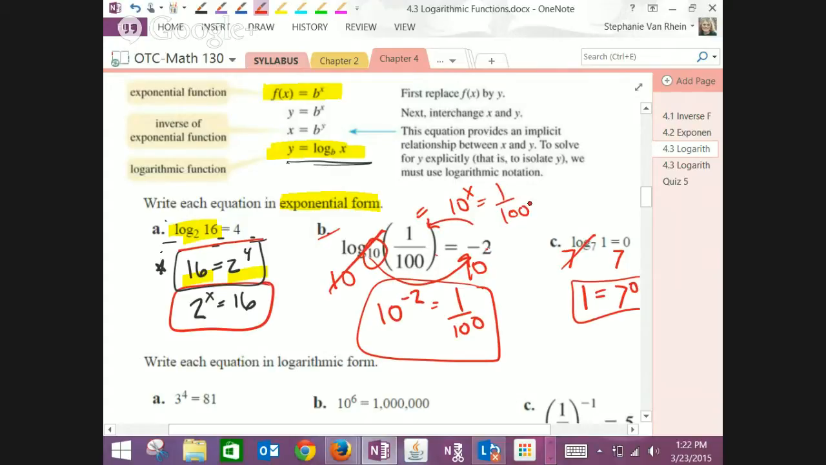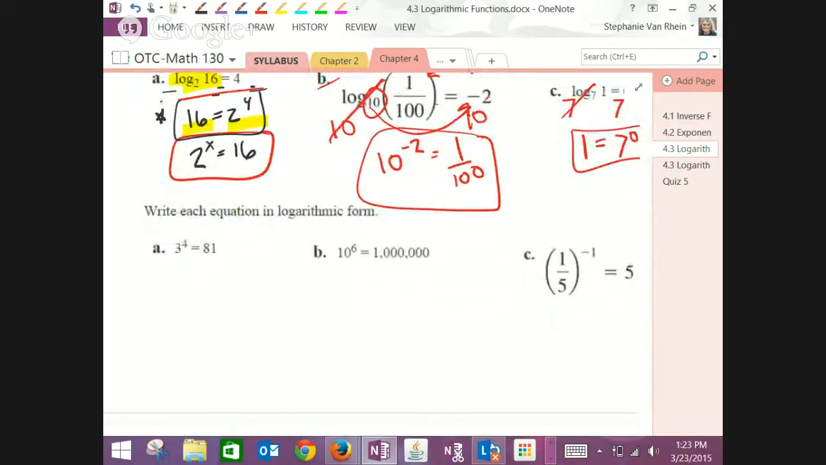Eventually, we're going to not have equals. We're going to have to solve for it. Right now, we're just translating an equation that has a left-hand side and a right-hand side, and we're exchanging it from the logarithmic form to the exponential form because they're pairs. The next examples, we're going to change exponential to logarithmic.